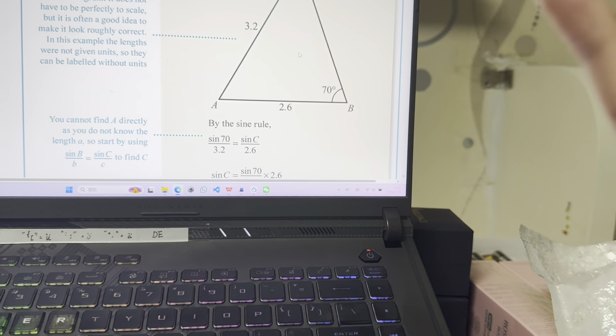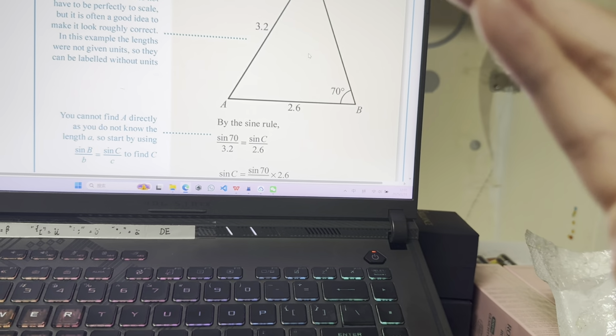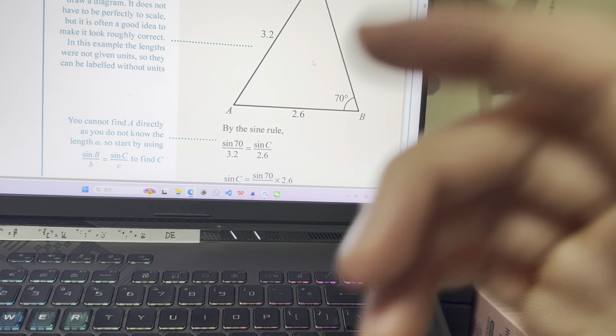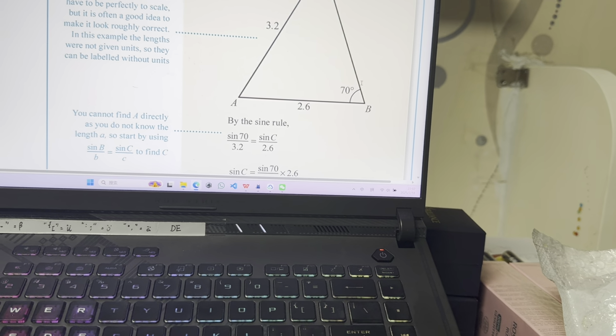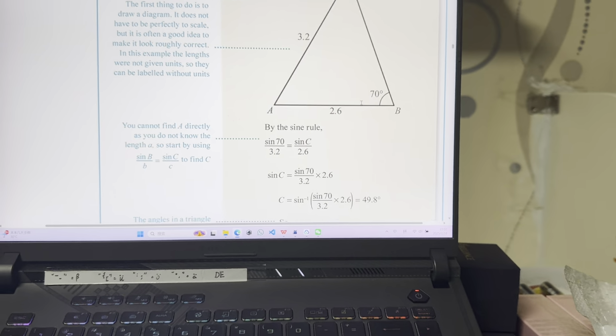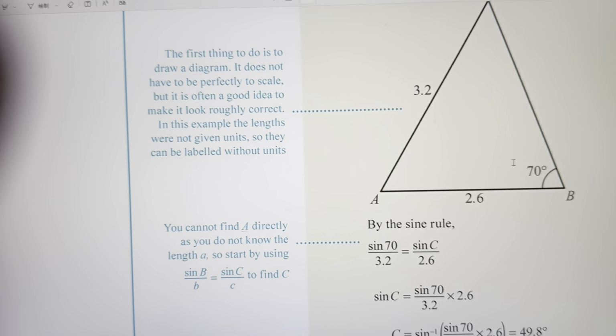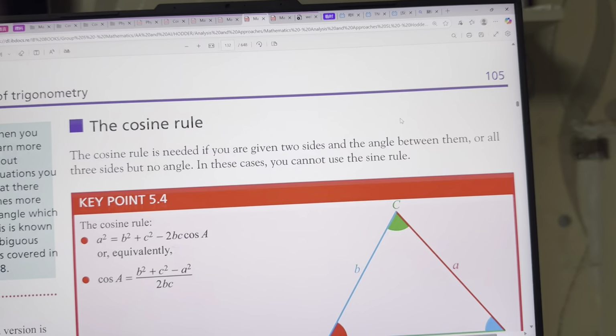Oh, guys, the thing is, we use the sine rule. If we use the sine rule, the angle we can calculate is C, and we use 180 degrees minus 70 degrees, and angle C is 49.8. Because if we just use the sine rule, we cannot get A, because we don't know how long the line BC is.